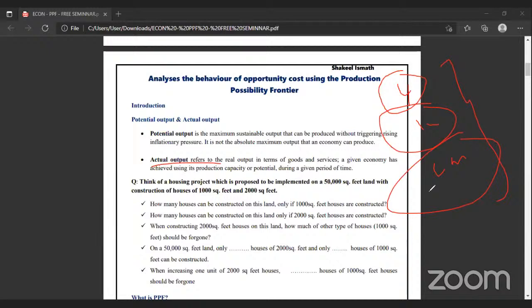With that situation, whatever output we produce, we call actual output. In all the economies in the world, we are talking about actual output only. But we use a potential output to understand the gap between the potential output and the actual output, right? The PPC, exactly.